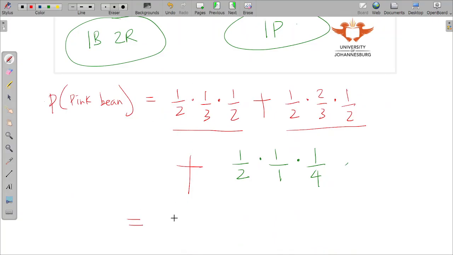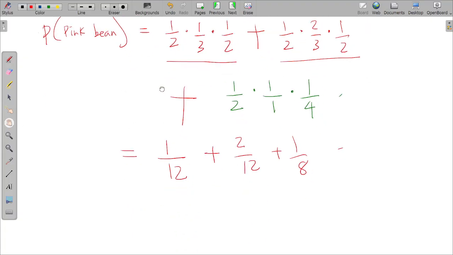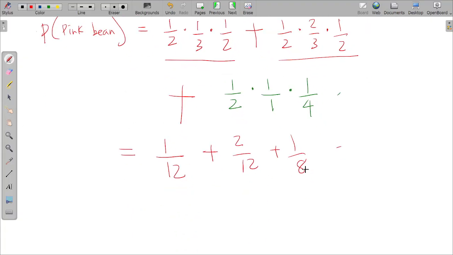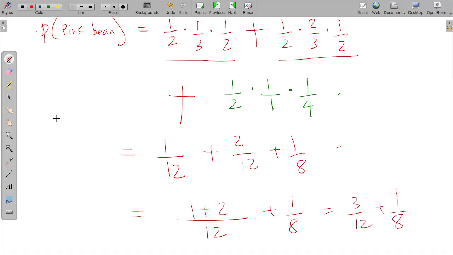So this becomes 1/6, this times this. This is 1/12, plus this is 2/12, plus this is 1/8. Whatever it is, you can add that up and then we give what we have. So this is 1 plus 2 over 12, which is 3/12, plus 1/8.